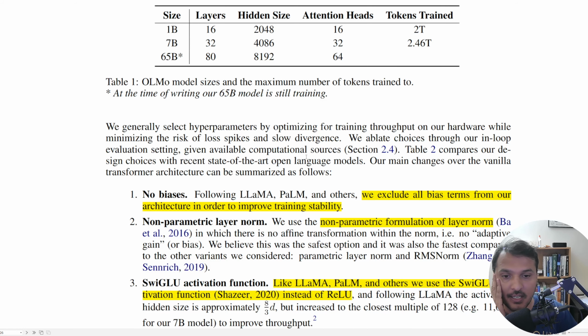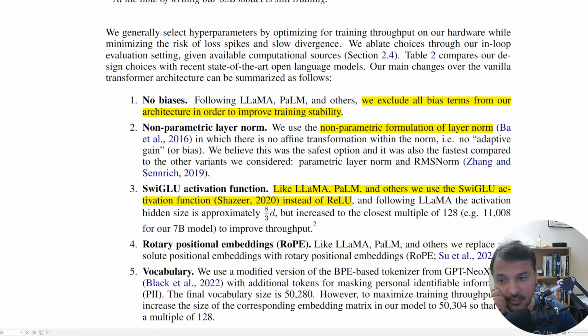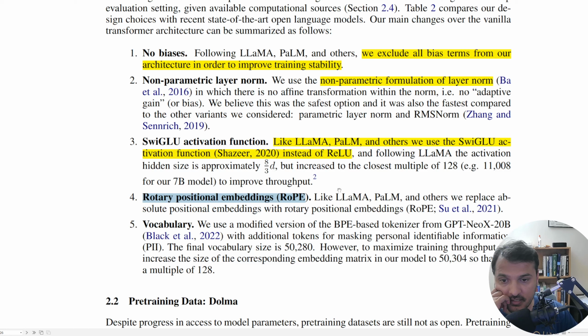They removed all the biases to get training stability. The layer norms were non-parametric. I believe Llama used RMS norm, which has some parameters, while they used the non-parametric formulation of layer norm. They use the SwiGLU activation function, just like ReLU, and they use rotary position embeddings, RoPE, and their vocabulary was BPE based on the GPT NeoX, and some multiple of 128, closer to 50,000. Okay, so pretty standard choices.